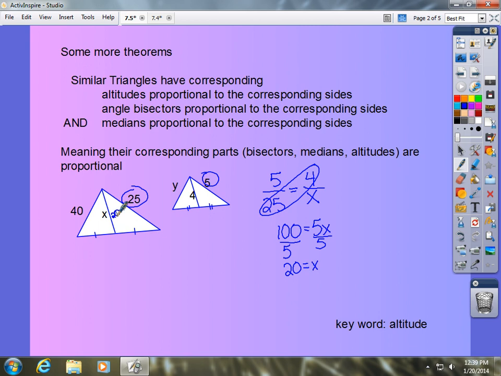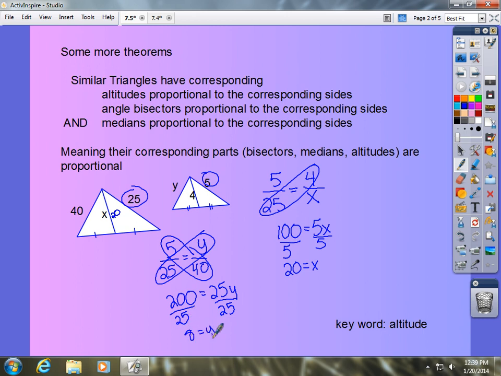And then if I wanted to set up this third side here, I still have 5 over 25 equals y over 40. Multiply those two, I get 200. And multiply these two, I get 25y. If I divide by 25, I get 8 equals y. So this side would be 8.